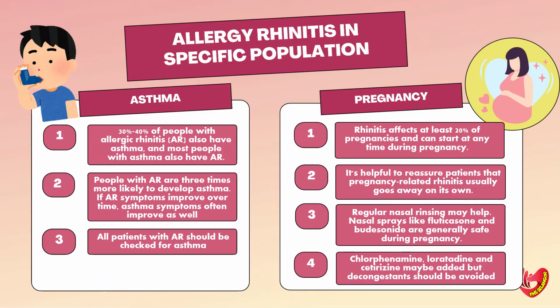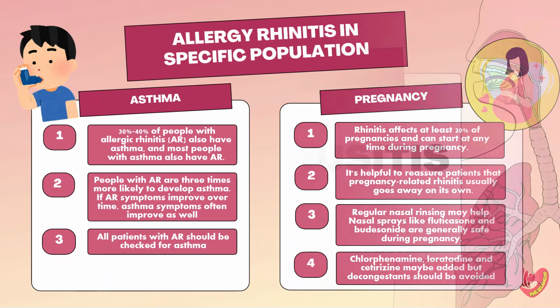Among the pregnancy population, rhinitis affects at least 20% of pregnancies and can start at any time during pregnancy. It is helpful to reassure patients that pregnancy-related rhinitis usually goes away on its own. Regular nasal rinsing may help. Nasal sprays like fluticasone and budesonide are generally safe during pregnancy. Chlorpheniramine, loratadine, and cetirizine may be added, but decongestants should be avoided in pregnancy.